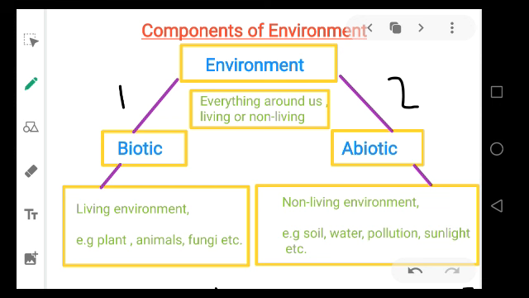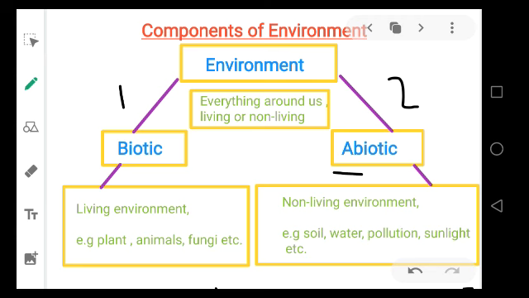Generally in abiotic, whenever an a is put in front of some word, it means without. So whenever an a is put in front of a word, it means without. So it means non-living environment. That is soil, water, pollution, and so on.